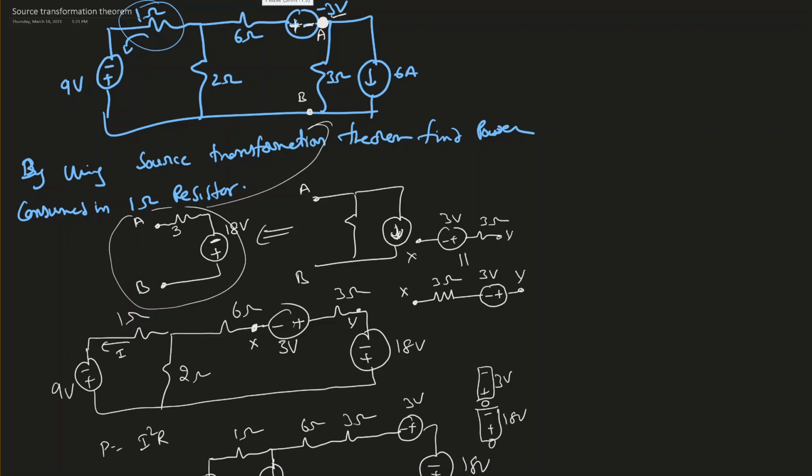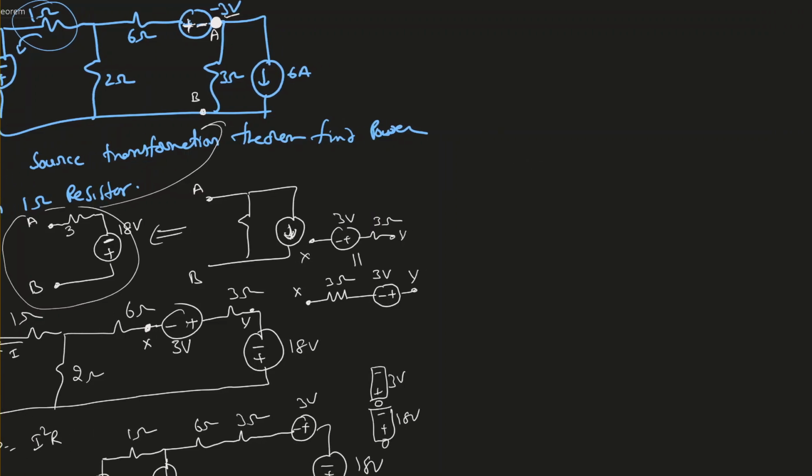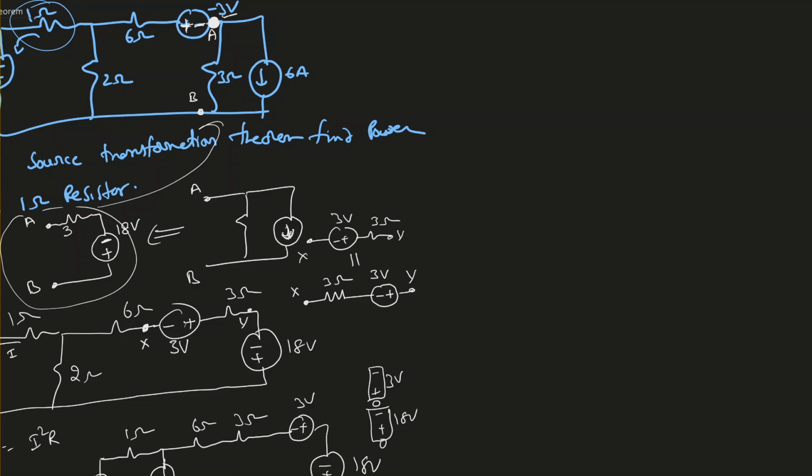In this video, I'm going to talk about the source transformation theorem. This is one of the easiest and simplest theorems compared to all other theorems. So here, the source transformation theorem is simply: if you have a voltage source in series with a resistor.